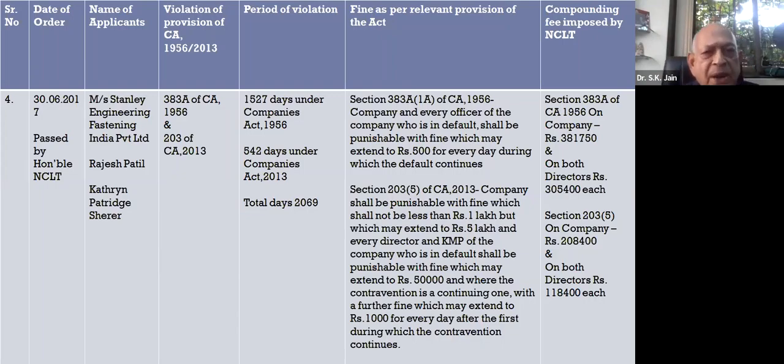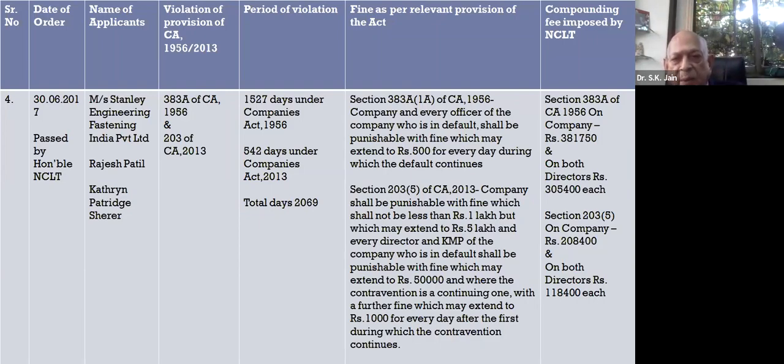1,527 days under Companies Act 1956 and 542 days under Companies Act 2013. So total days comes to 2069 days. And there were different provisions under the 1956 Act and the 2013 Act. What was the provision under section 333A of 1956? Company and every officer of the company who is in default shall be punishable with fine which may extend to ₹500 every day during which the default continues.